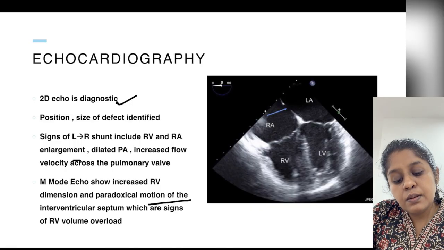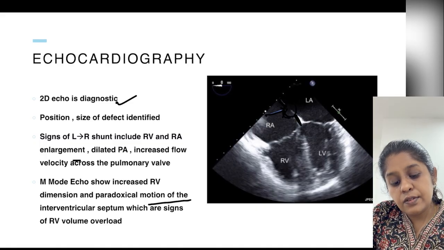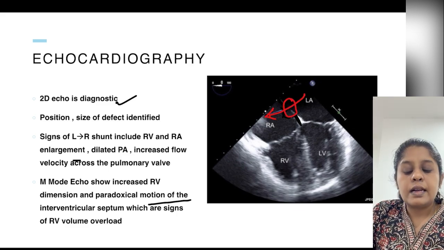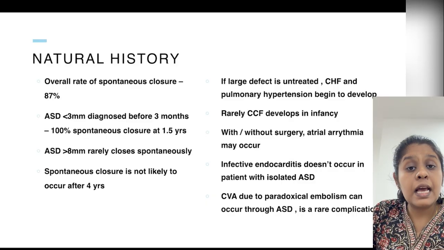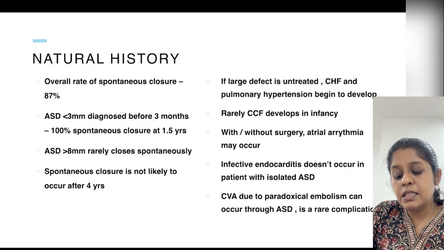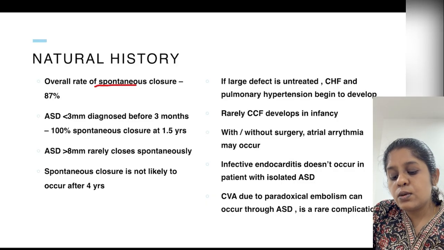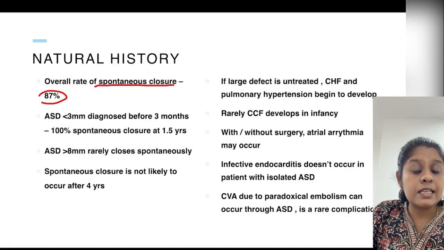So here you see between the LA and RA, there is a gap. This is called the atrial septal defect. So blood will flow from left atrium to right atrium. So coming to the natural history of the disease, the spontaneous closure rate is nearly 87%.